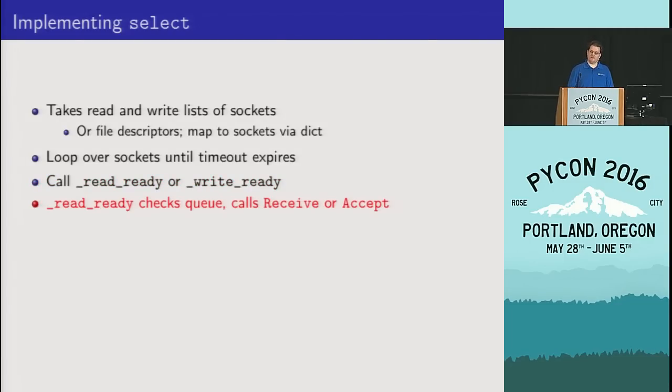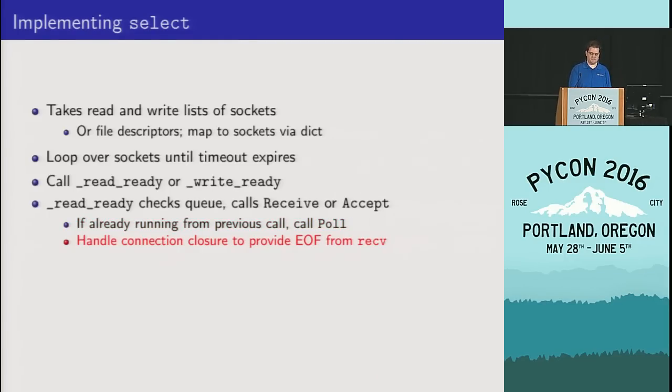And then the read ready function will say, do I already have data queued? And if I don't have any data queued, then go make the actual receive or accept call and have it running in the background so that data will show up. If I do already have some data, then I just immediately say, yes. If I'm waiting on a previous call, I call poll. If I have data queued, I say, yes, I'm ready. And if the connection's closed, you also need to say, I'm ready to give you an EOF.